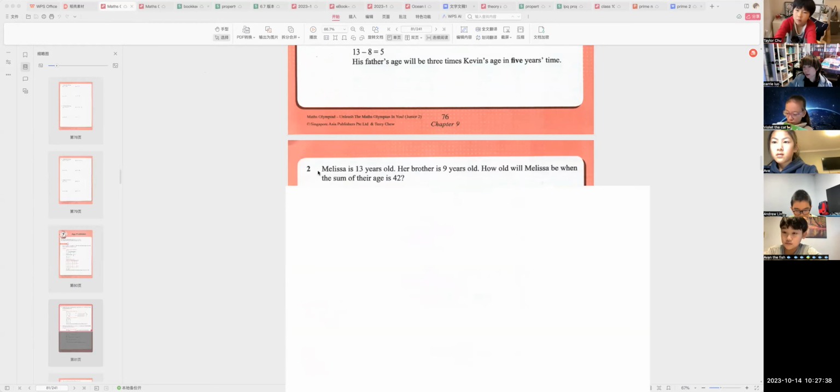Okay, Leo, I want you to use the algebra way to do this. Using the X way. Melissa is 13 years old and his brother is 9 years old. How old will Melissa be when the sum of their ages is 42? Again, everybody, you can use the listing. Right now, Melissa is 13 and his brother is 9, and a year later is 14 and 10, and 15 and 11. And Leo, I want you to use the algebra. Like X years later, Melissa and his brother added together will be 42.